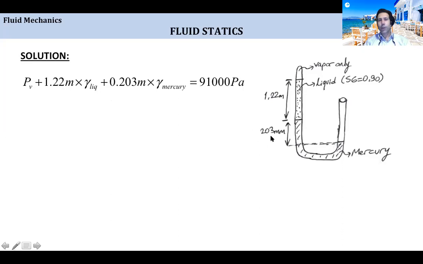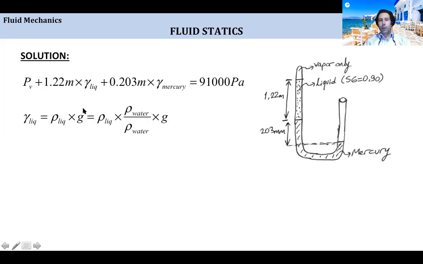The distance is 0.203 meters, which is 203 millimeter. And the fluid is now mercury, so we need to multiply this with the specific weight of mercury. Now we are at this point, we move across, and from this point on, it is air or whatever the ambient fluid is. And we know that pressure at this point is 91,000 Pascal, absolute pressure, which is given in the problem. Since we are working with absolute pressure, we specify it here. Okay, so 91,000 Pascal absolute pressure. So it is not zero pressure because it's absolute pressure.